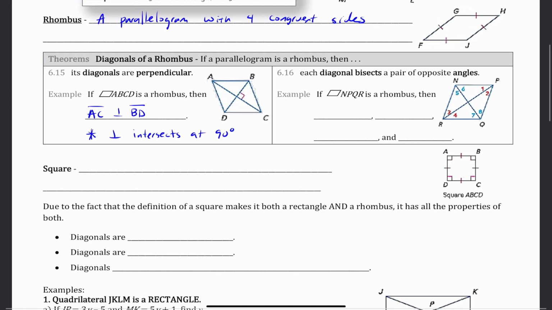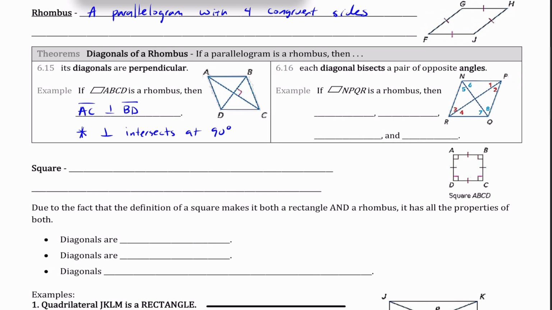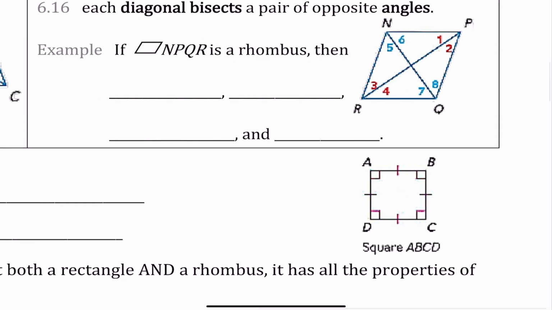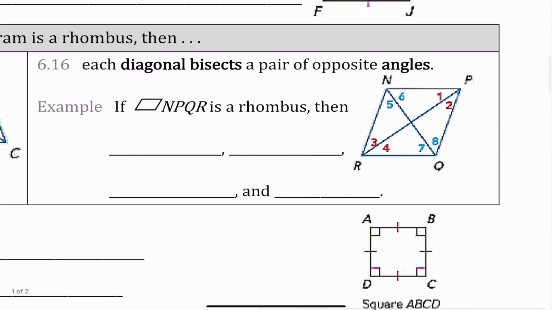All right, let's take a look at Theorem 6.16 here. If a parallelogram is a rhombus, then each diagonal bisects a pair of opposite angles, okay? So here are my diagonals. I've got diagonal 1 and diagonal 2. I'm just going to focus on one diagonal. What that diagonal is going to do is split this angle P into two congruent parts. Okay? What do I say? Well, I say that angle 1 is congruent to angle 2, right?